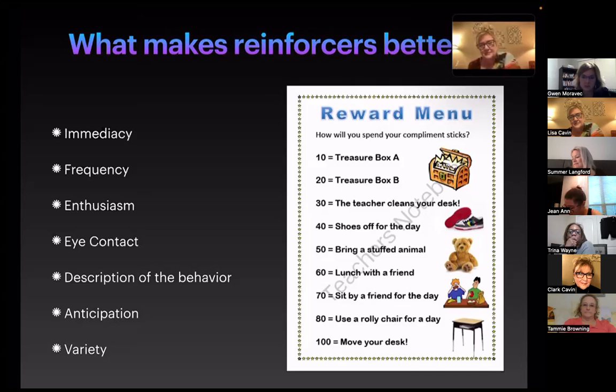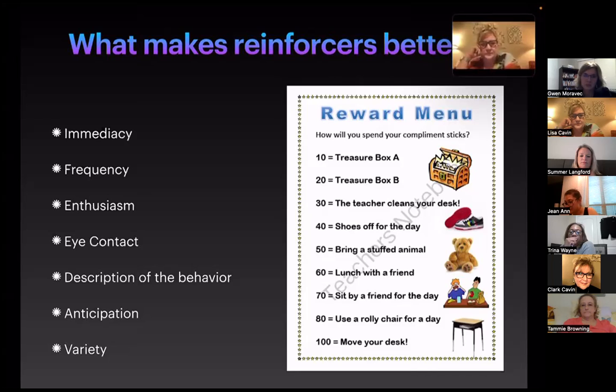The eye contact, if you're making eye contact with somebody as you're reinforcing them, that's much better. The description of the behavior. If I just go to some kid and say, hey, good job, what did I do? That doesn't help. But if you say to the kid, hey, I saw you holding the door open for Mrs. Smith a while ago. Good job, man. I appreciate you doing that. It's a real gentleman. All right. I've described the behavior, and that makes the reinforcer better.